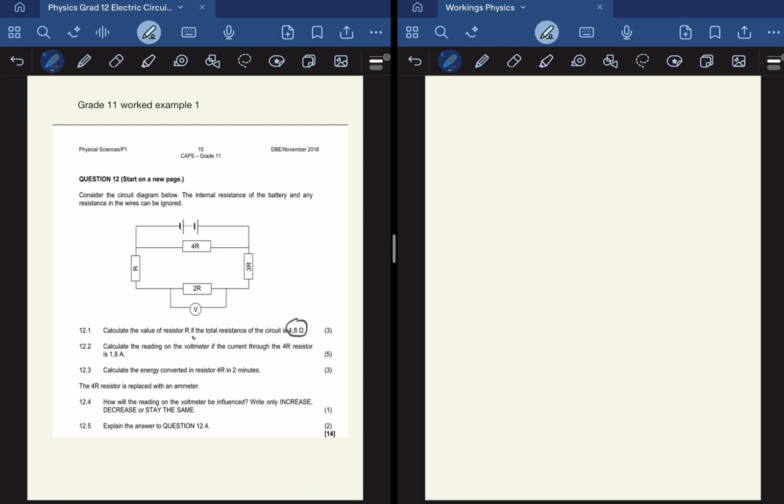I will be taking you through the 2018 past paper, and what this question is asking is for us to calculate the value of resistor R when the total resistance of the circuit is 4.8 ohms.